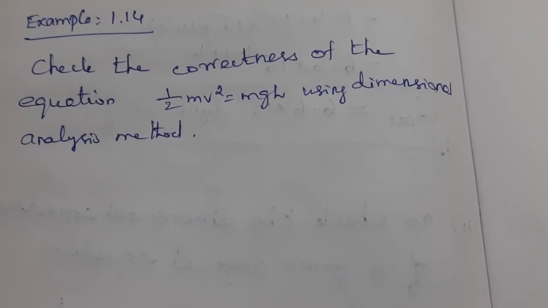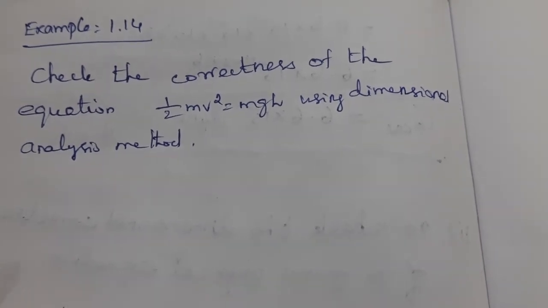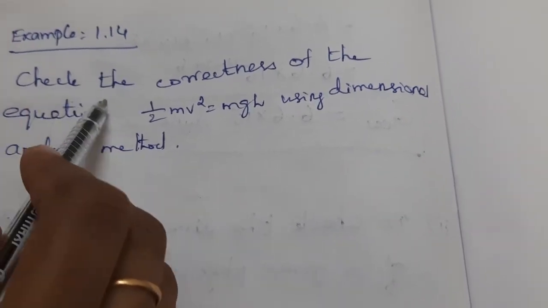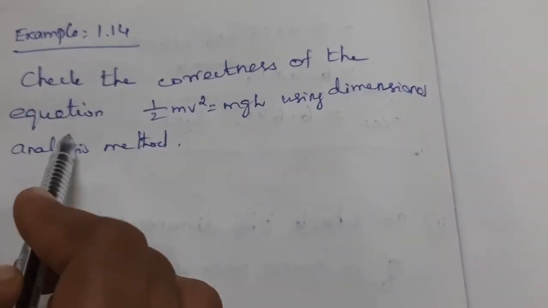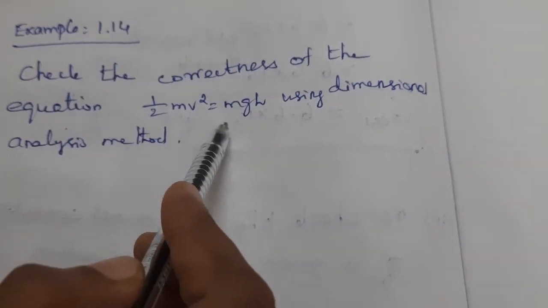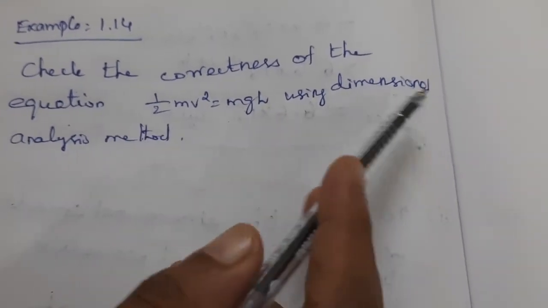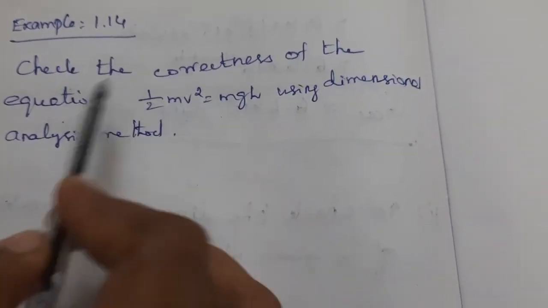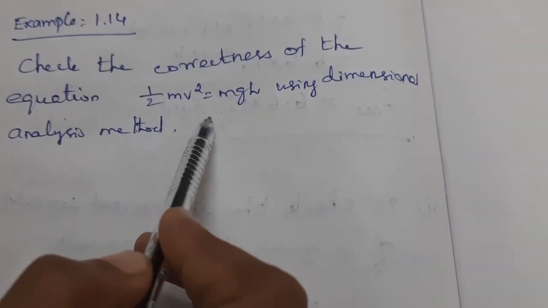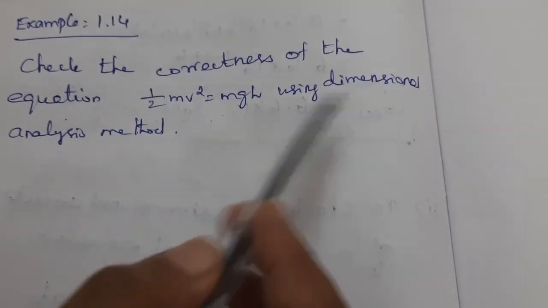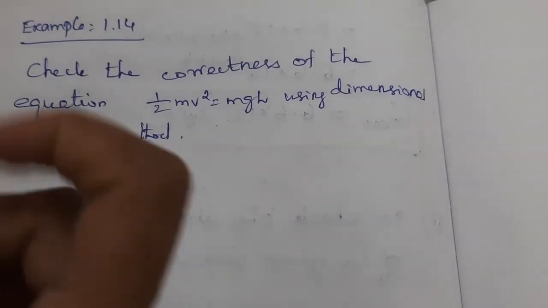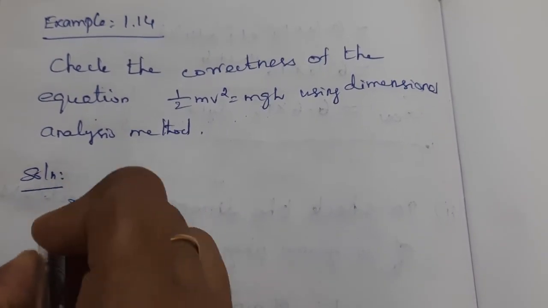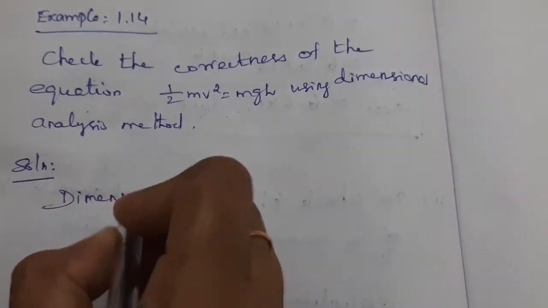Let's see one more example related to this concept. Example 1.14. Check the correctness of the equation half mv square equal to mgh using dimensional analysis method. Solution. So first we should know the dimensional formula for half mv square.